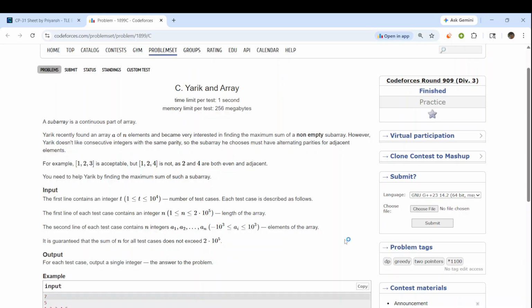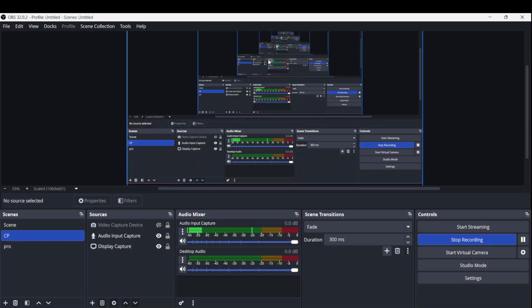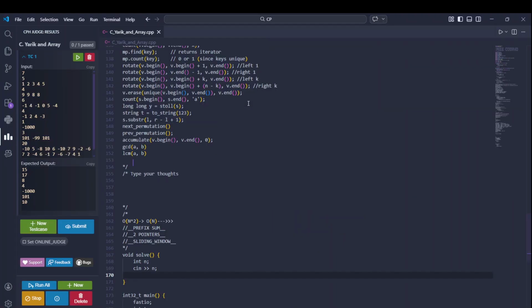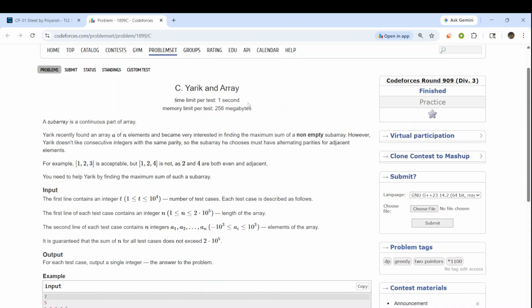So this is the question. Let me just check it. A subarray is a continuous part of an array. Part of array. Okay.